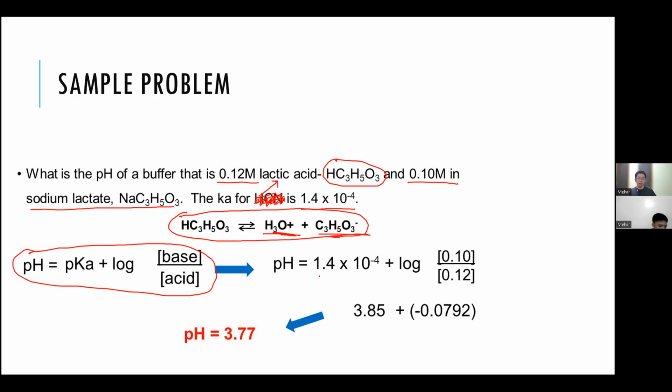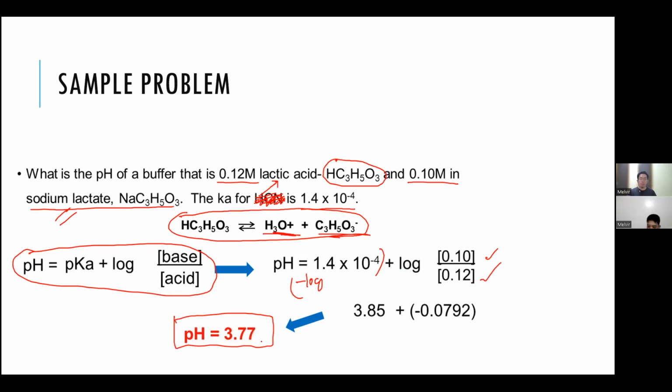Ang pH is equal to negative log of 1.4 times 10 to the negative 4 plus logarithm ng base over acid. So ngayon, Joshua, pag gumagamit ng Henderson-Hasselbalch equation, it's very important that you know who is the acid and who is the base. This one, it's easy. Lactic acid is, of course, yung nasa ilalim, 0.12 molar. And then, yung sodium lactate, that will be 0.10. And then, once you perform this calculation, your pH is equal to 3.77.